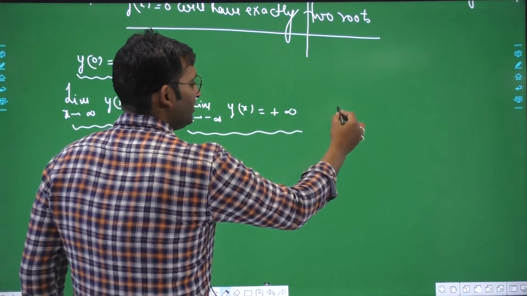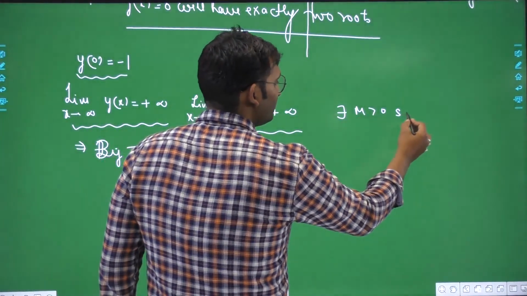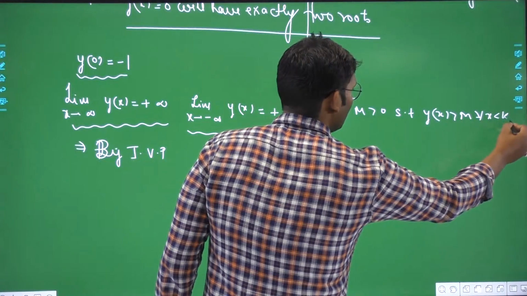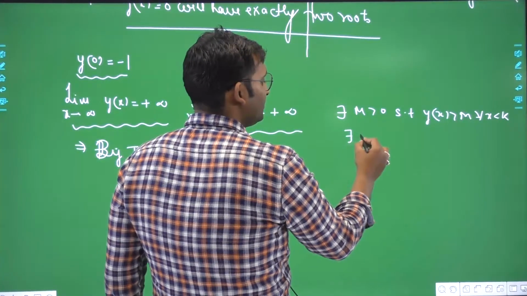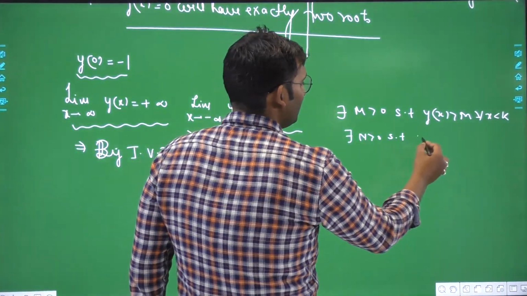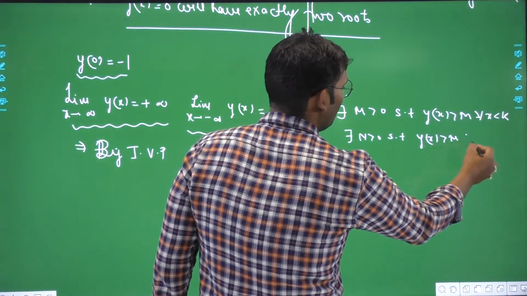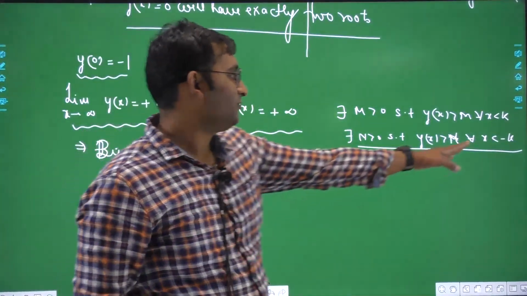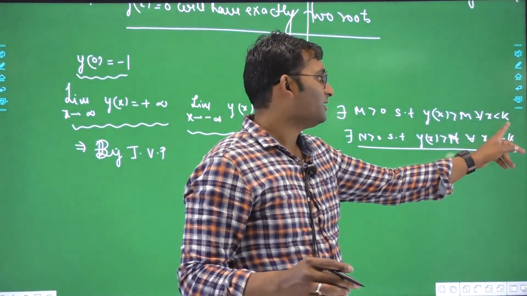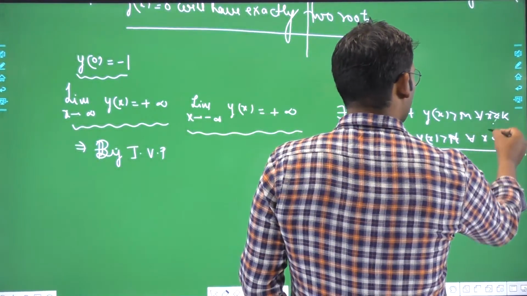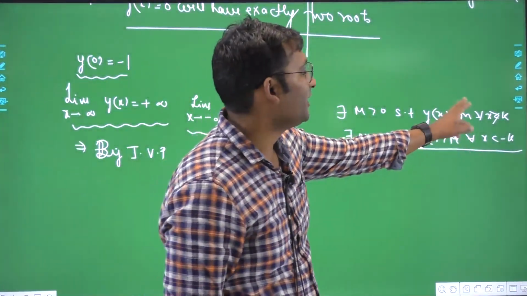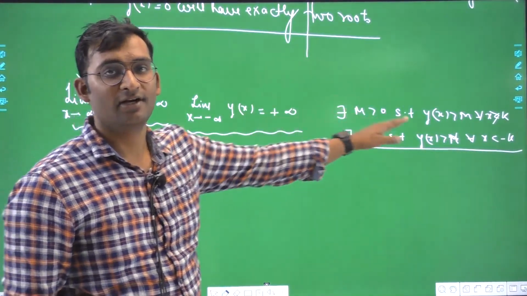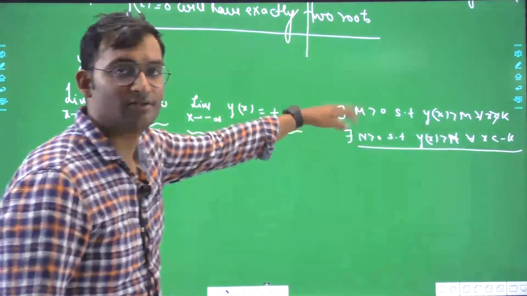see it is going to plus infinity, it implies there exists some m greater than 0 such that y(x) will be greater than m for all x greater than k, where k is some positive number, and there exists some n greater than 0 such that y(x) is greater than n for all x less than some minus of k. So from minus of k, y(x) will be greater than m, and for all x greater than k, y(x) is greater than m. So y(x) is greater than some positive quantity. This is the definition of the limit diverging at infinity, and diverging as x tends to minus infinity. So this is the definition there.